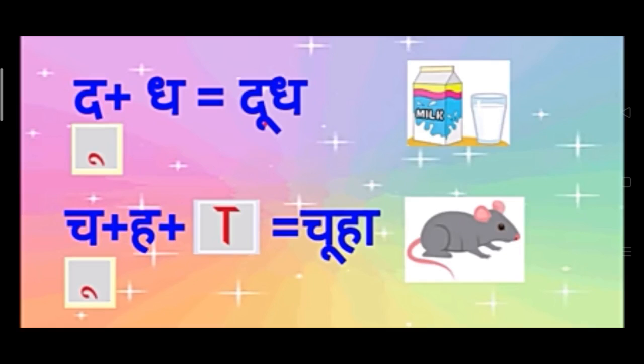How are we using U ki matra? Da plus U ki matra plus Da. What is that? Dood. Correct. Chu plus Ha plus A ki matra. Chuha. Okay, under the letter we are writing this U also. Correct. To the right side. Correct. Okay.